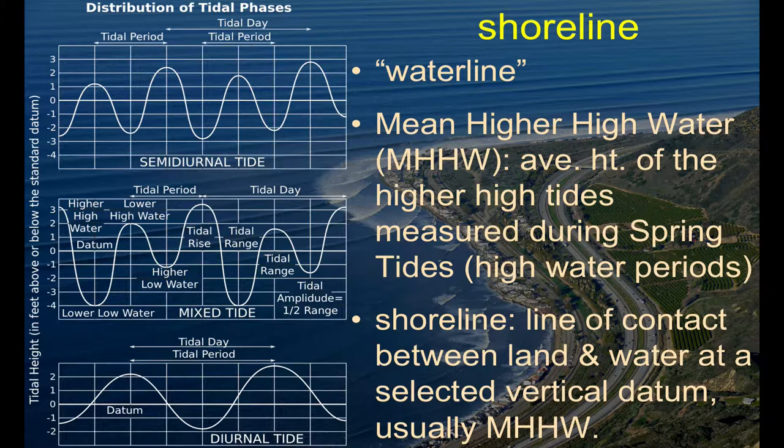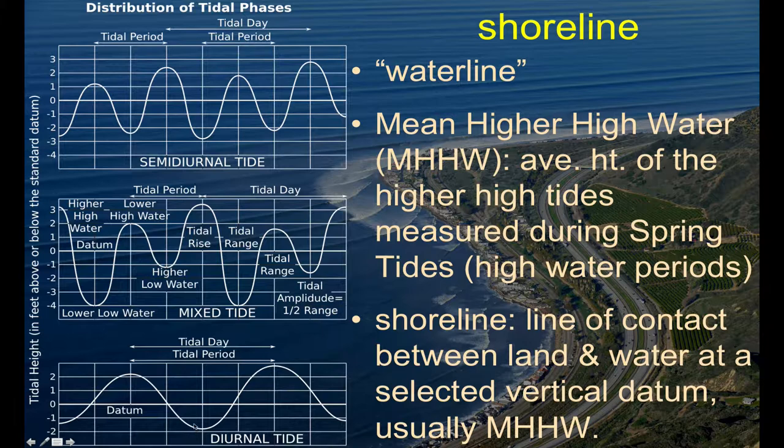Actually, let me step back. We have three broad categories of tidal cycles on our planet. At the bottom is diurnal. And this right here, a tidal day, is basically what you think of as a day. It's not exactly 24 hours, but we're talking about the course of the sun coming up and the sun going down. We could have essentially one high level of water and one low level of water, and that's known as a diurnal tide.